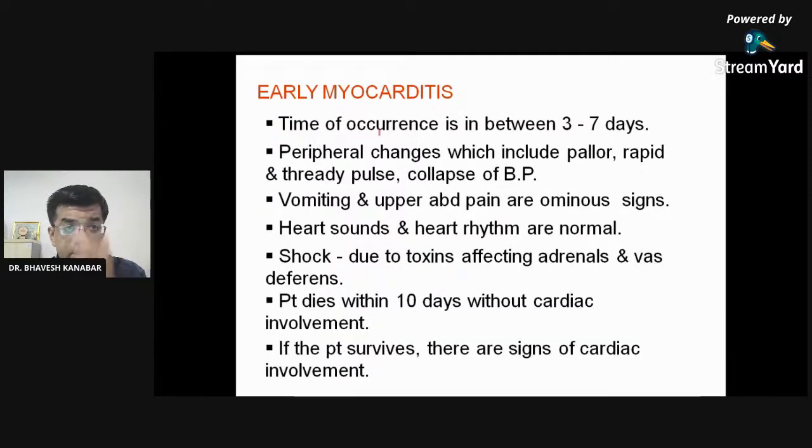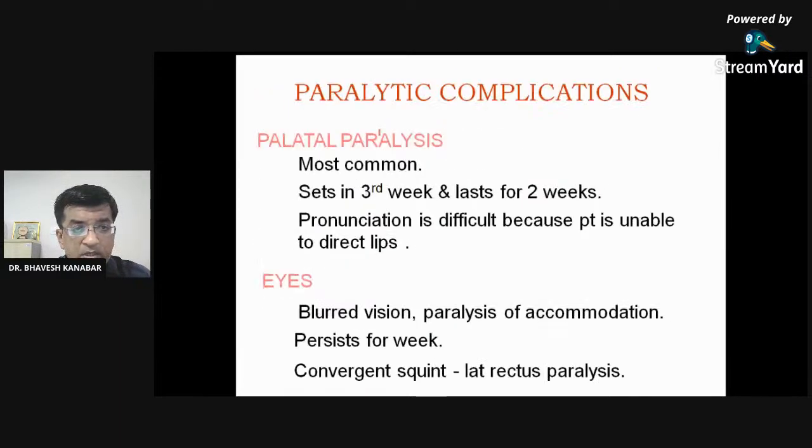So we are not going to detail the complications and ECG changes. There can be paralytic complications as well. Just remember, if the eyes are involved in paralytic complication, there can be blurring of vision and paralysis of accommodation.